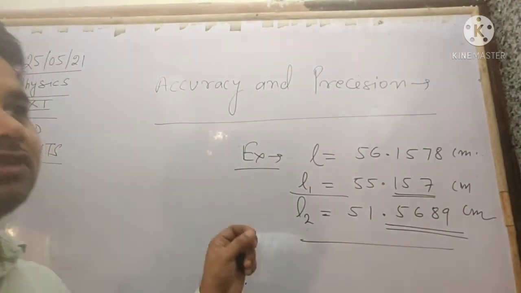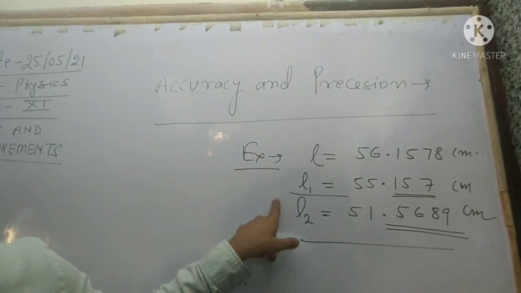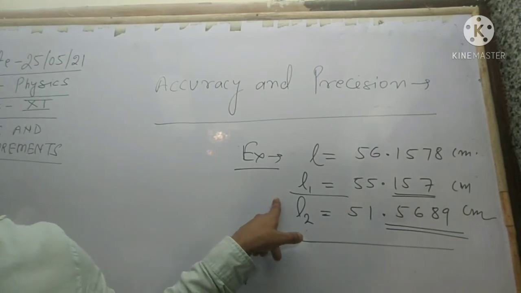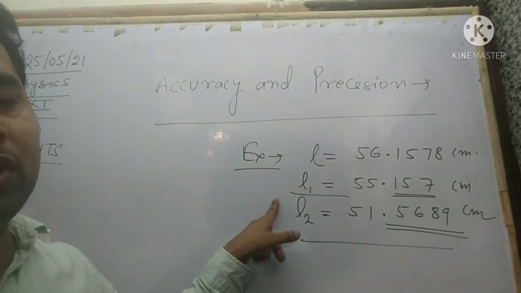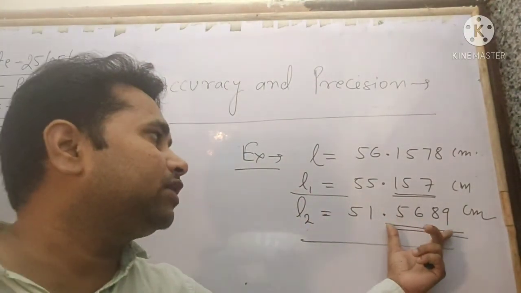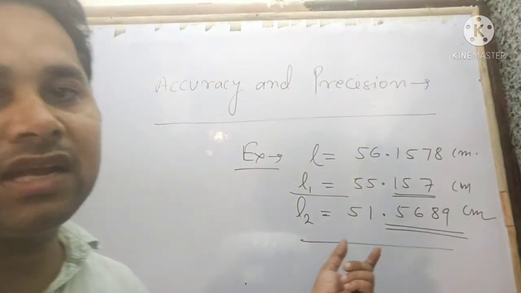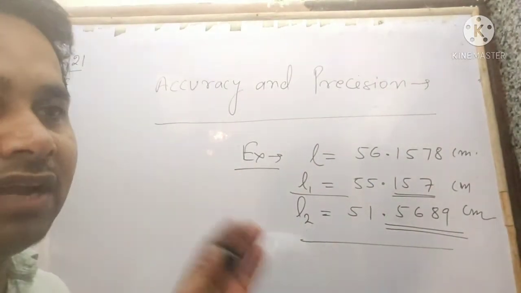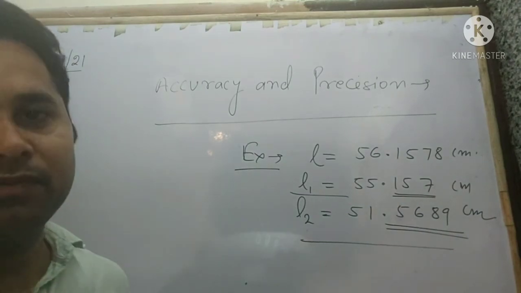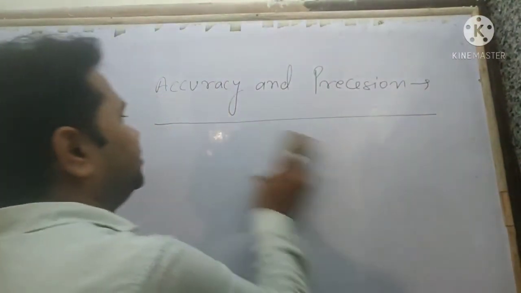Again I am repeating, precision refers to the limit or resolution to which the quantity is measured. In easy language, the more digits after the decimal place that are measured or observed, the more precise it is, or you can say more sharp. That device, that instrument, is more sharp. So this is the difference between accuracy and precision.